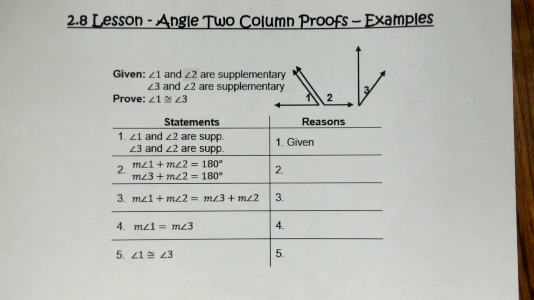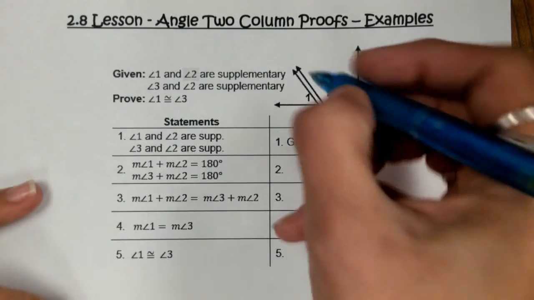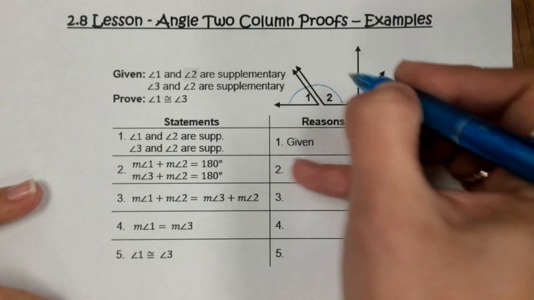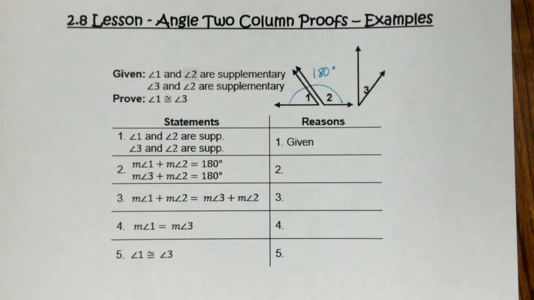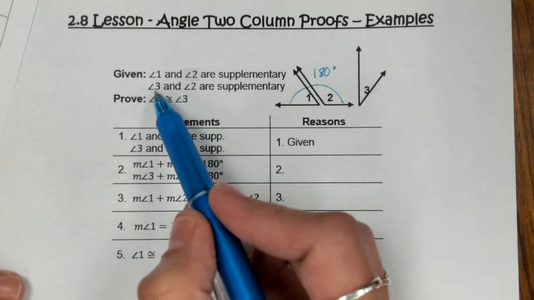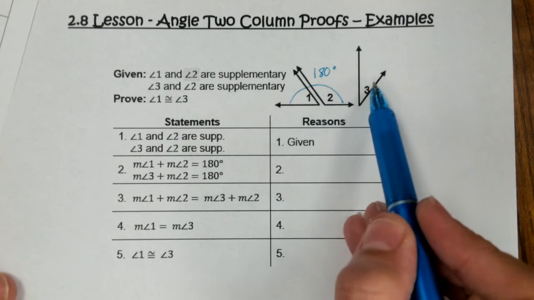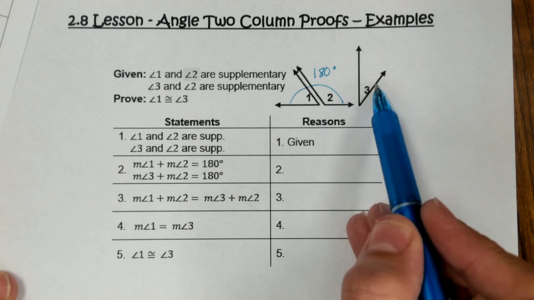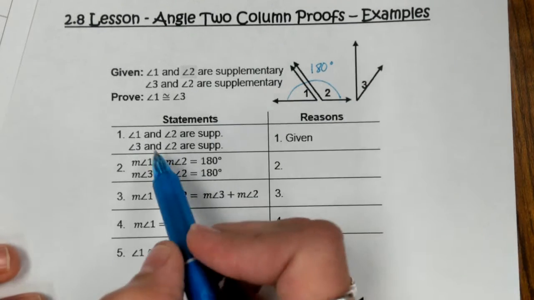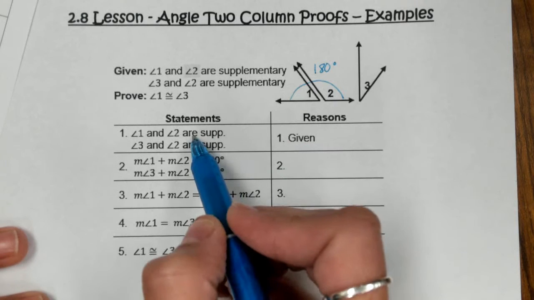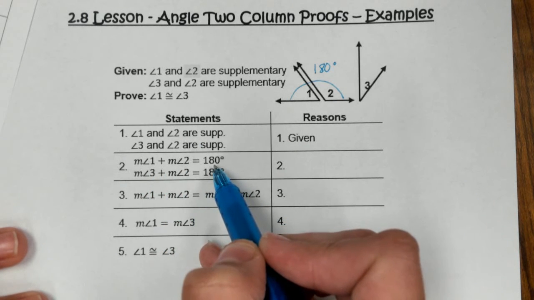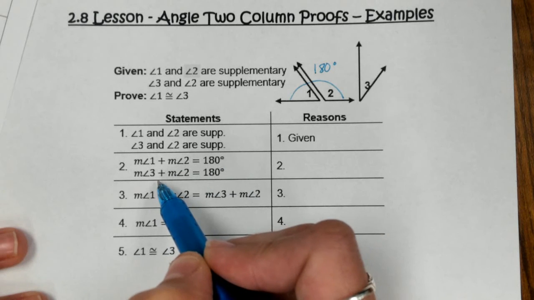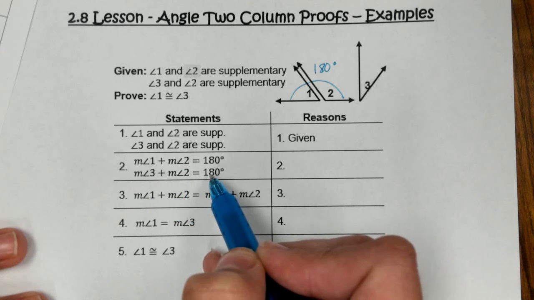We are given that angle 1 and angle 2 are supplementary. So what that means, we already know, is these are going to add to equal 180 degrees, okay? Next, we are also given that angle 2 and angle 3 are supplementary. So look at the picture. I'm not going to draw anything on there yet. So that's our first reason, given. We're going to move down here to measurement angle 1 plus measurement angle 2 equals 180 degrees, and the measurement angle 3 plus the measurement angle 2 equals 180 degrees.